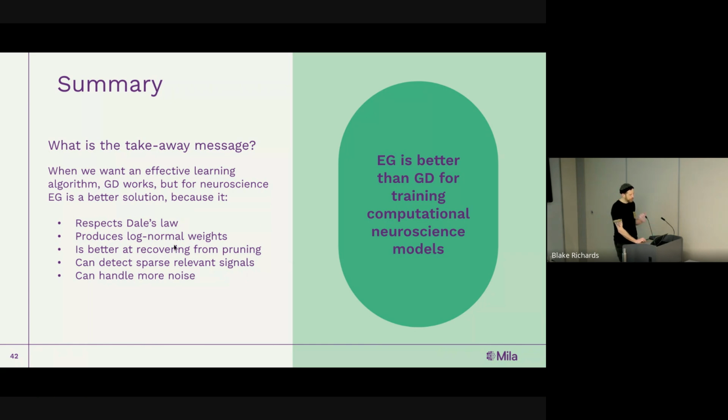And what I've shown you is that EG checks all these boxes and GD doesn't. So what we're trying to argue to the computational neuroscience community right now is that everyone's using gradient descent to train your networks. That's all well and good, but we propose that you should actually use EG. It will be just as effective at training your networks, but you can train models that respect Dale's law and do these other more biological things, and it will work better for you and be a better fit to the data.